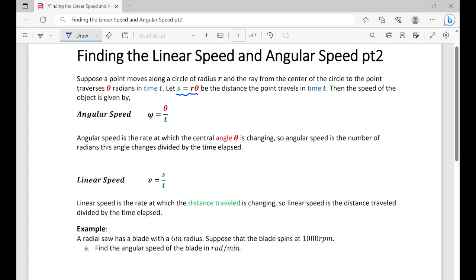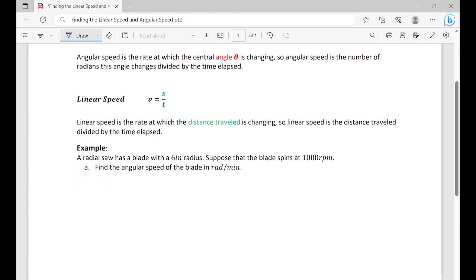First we have omega equals theta over t, which is the angular speed. And then we have v equals s over t, which is the linear speed. So we're going to find the linear and angular speed for the following question.